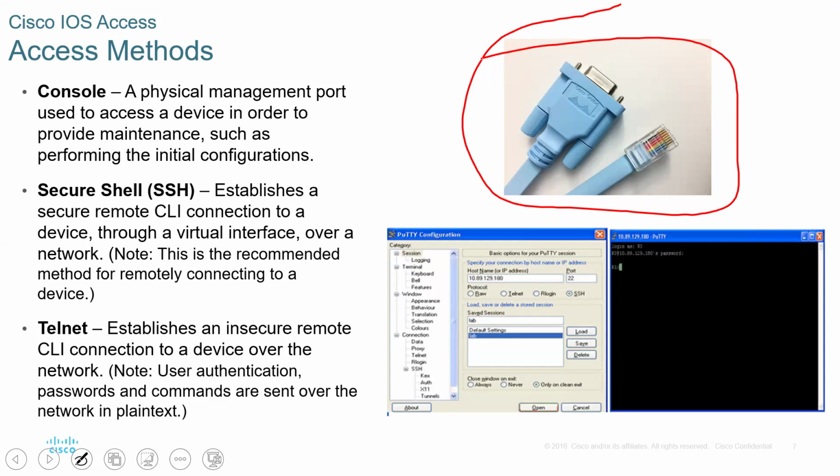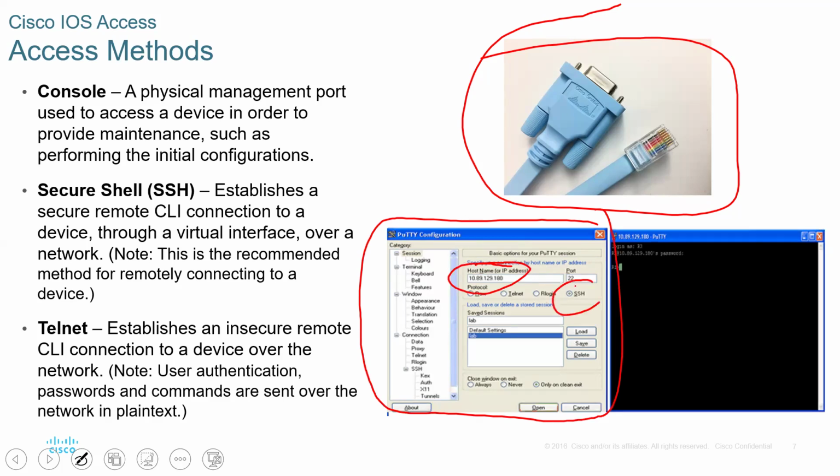So the difference between using the console and the SSH is that the console means that you need to be physically present to connect to it. The SSH means that you can connect to it remotely, and you can use software like PuTTY. Look at it here, and then you will enter the IP address of the device, and then you will select SSH here. Then you say open. Then it will bring you to this particular terminal like this.